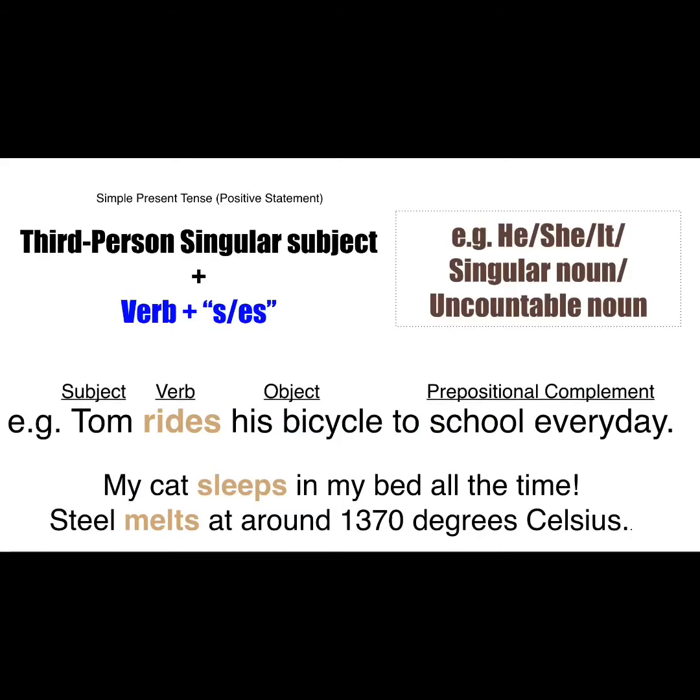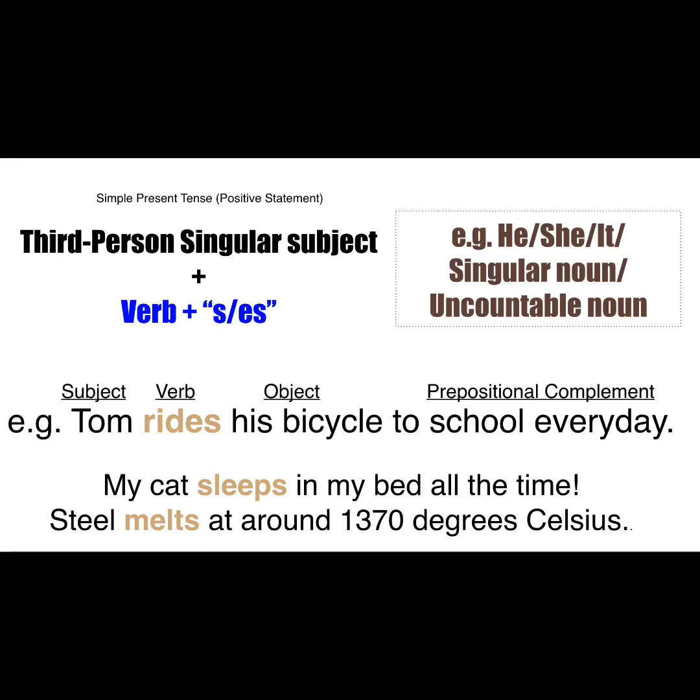Let's take a look at these examples of positive statements in simple present tense. They all start with some third person singular subject. You can see that for the verbs following these third person singular subjects, they all have s or es after the verb. For example, Tom rides his bicycle to school every day. You can see that Tom is a third person singular subject. And after Tom, we will use the verb with s or es to show that it is in simple present tense. Let's take a look at another example.